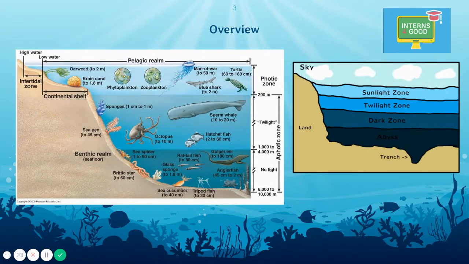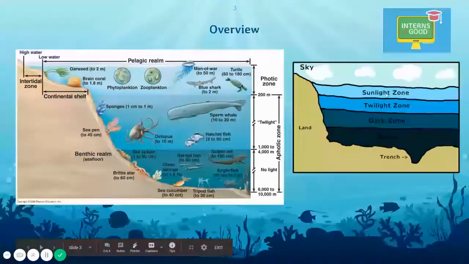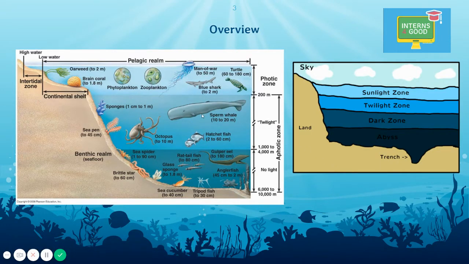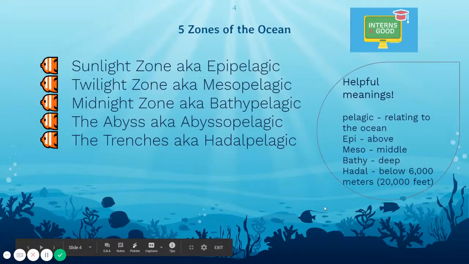Here we have an overview of the ocean zones in all their glory, and as you can see, as we go deeper and deeper down into the ocean, it gets darker and darker, and the animal life in each zone is very different. So let's dive in. Here we have the 5 zones of the ocean.